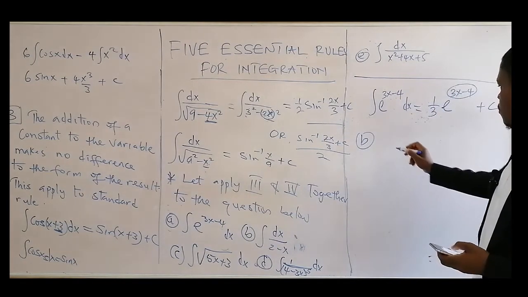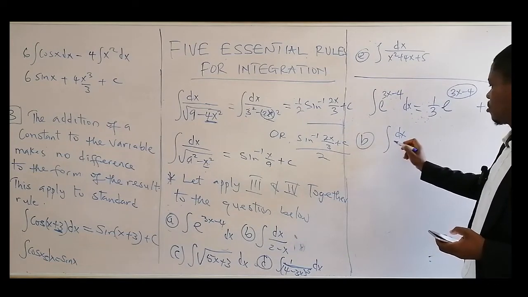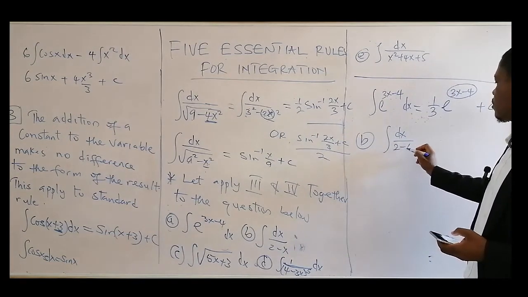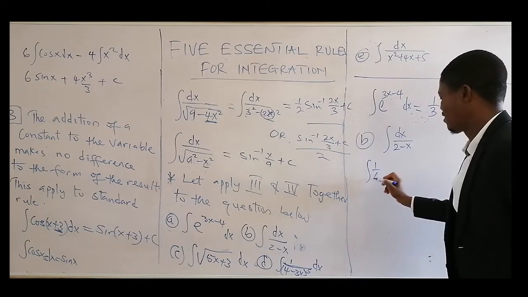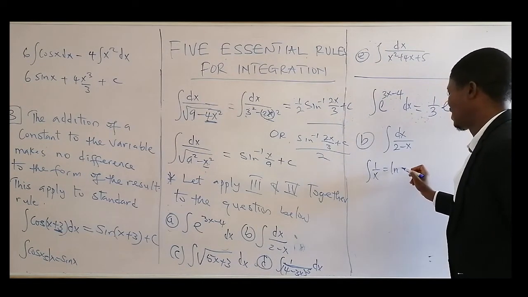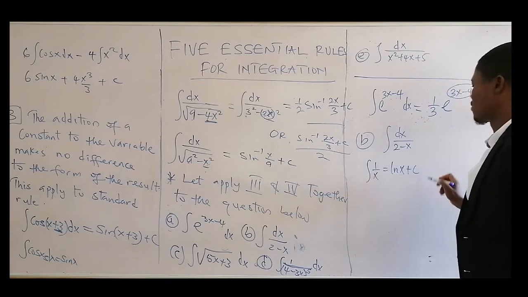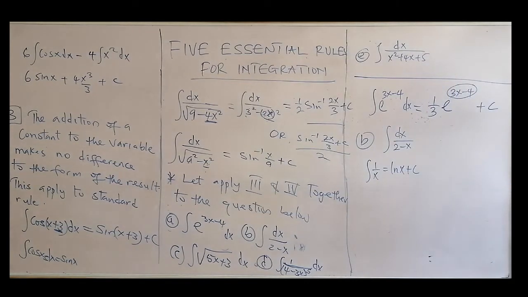The b part, we have the integral of dx over 2 minus x. So what we do to this one is we have to start from here. Don't forget that the integral of 1 over x is ln x plus c. So something is happening here, and we're going to solve that.